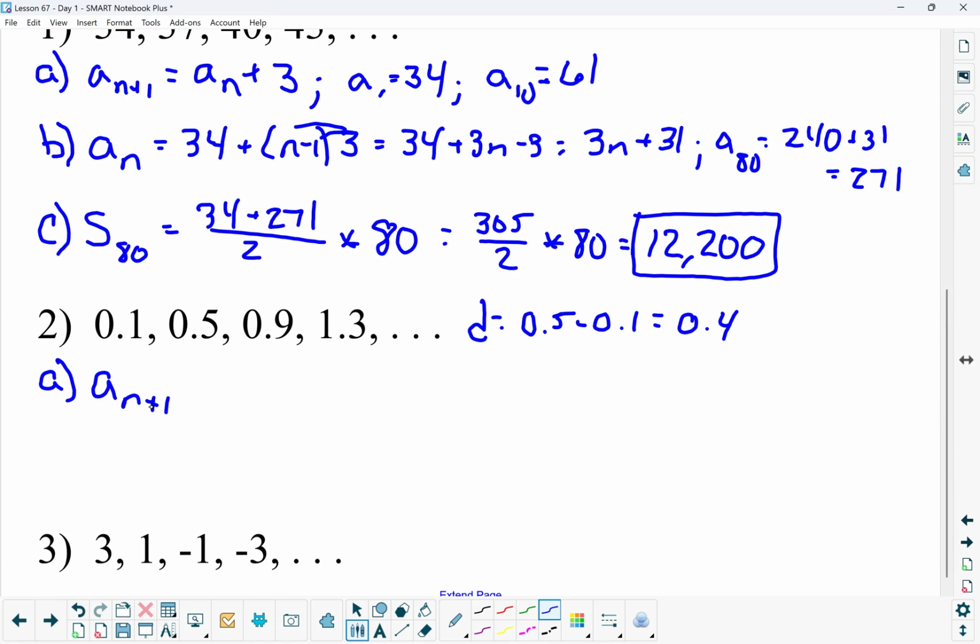The next term, a sub n plus 1, is equal to a sub n plus my common difference. That is the recursive definition. I also should list my first term is 0.1. Now that definition is going to look exactly the same for every recursive definition we do for an arithmetic sequence. The only thing that's going to change is the number we're adding at the end.